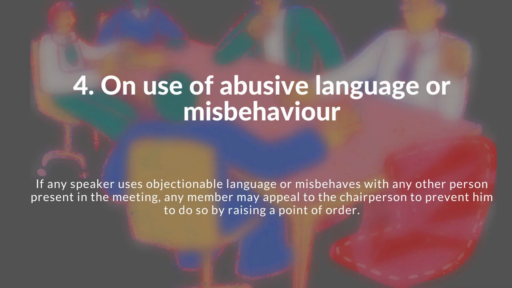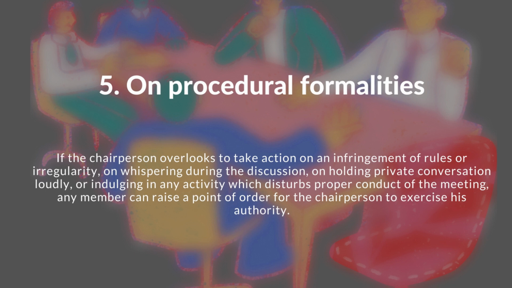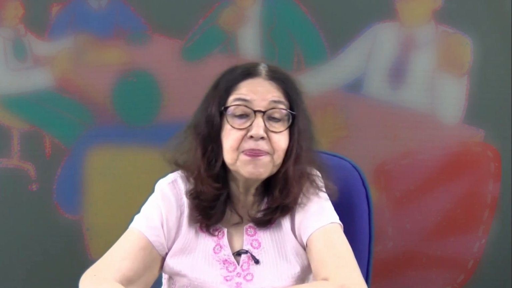For example, if a motion needs a proper seconding and it is not done, so it can be discussed without having been seconded. If anybody uses abusive language or misbehaves, then there is a point of order. And on procedural formalities that I've already talked about, that is, for some reason the chairperson has overlooked some rules, or there is whispering during the discussion, or some people are holding a private conversation loudly, where the chairperson needs to exercise his or her authority, then the member can raise a point of order.